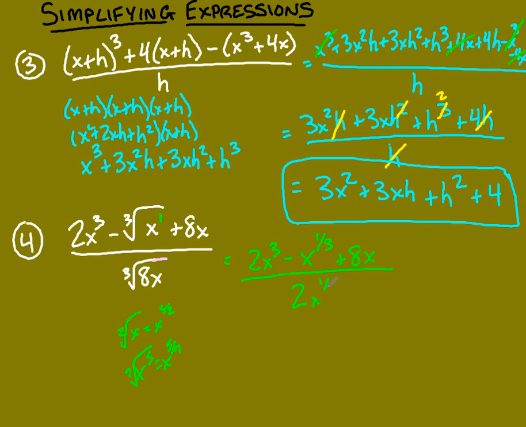It would be like x to the 1/3 power. Okay, now to simplify this, again, I only have one term on the bottom. So that means I can divide every single thing in the top by the bottom. So I'm going to divide the numbers by themselves. So 2 divided by 2 will become just 1. Now, x cubed divided by x to the 1/3.